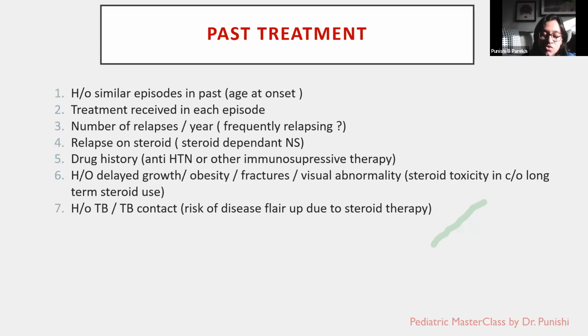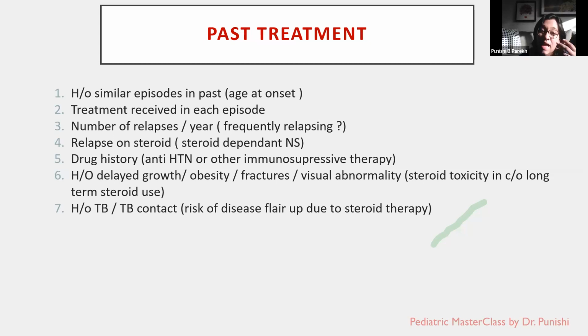Next thing is past history. Past history becomes extremely important in a child with nephrotic syndrome. Why so? Because you want to know whether this is the first time that the child is presenting with these complaints, or is it a relapse, where the child has already been diagnosed with nephrotic syndrome and has had multiple relapses in the past. How often has the child relapsed? What treatment is the child taking? Whether or not the child is responding to the treatment that has been prescribed, and what is the compliance of therapy.